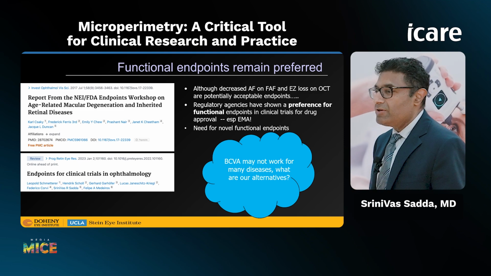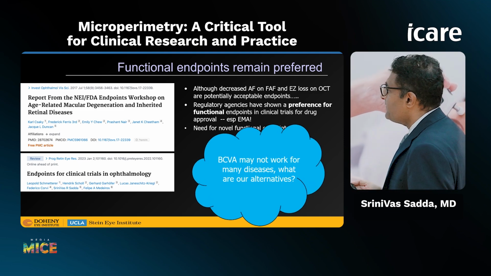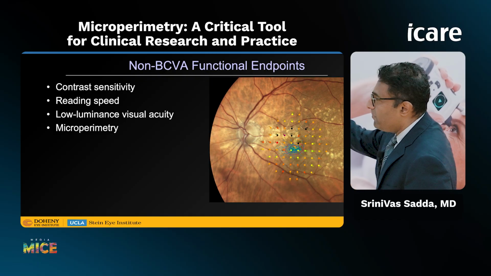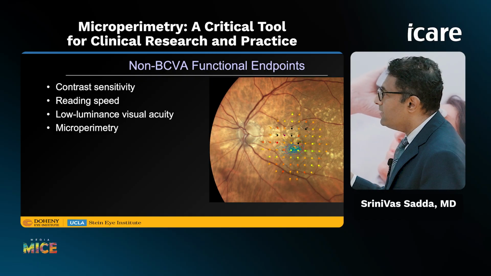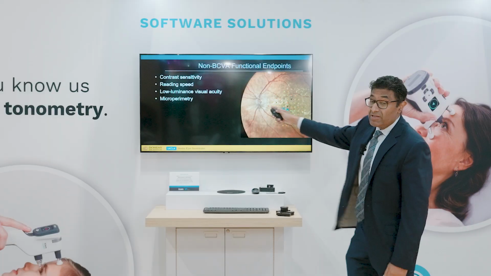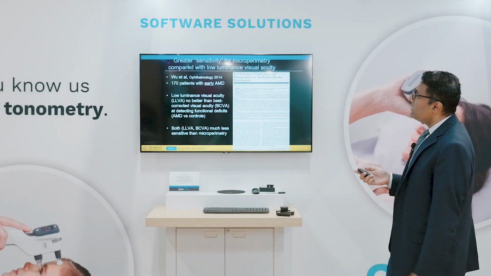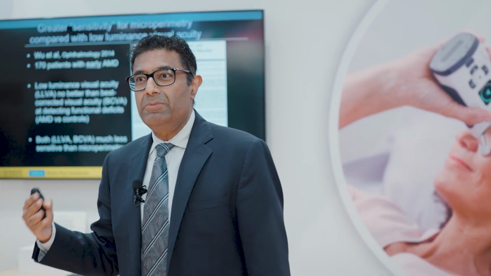So if visual acuity is not going to do it, what are our alternatives? That's what I want to focus on, because there are a few different alternatives that people have proposed. They're listed here in addition to microperimetry. Low luminance visual acuity, for example, has gotten a lot of press. But the problem is that those are still pretty blunt tools.